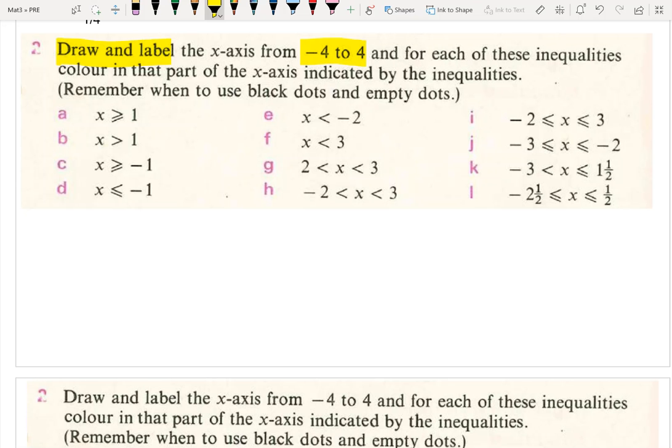And for each of these inequalities, colour in that part of the x-axis indicated by the inequalities. So this will be colouring in or bolding in part of the number line, along with looking at the endpoints. Okay, so let's start off with the first one.